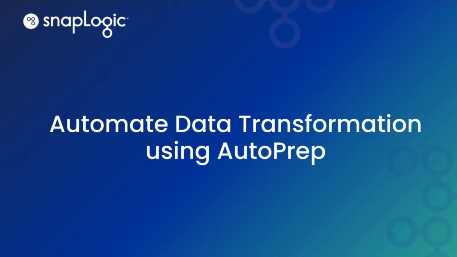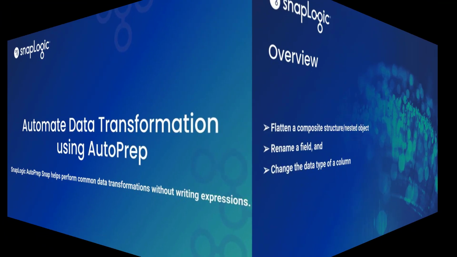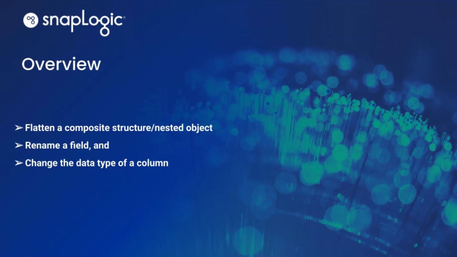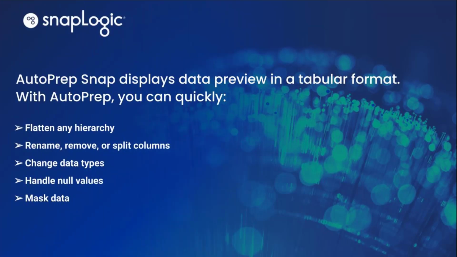Welcome to a short demonstration on automating data transformation using AutoPrep Snap. We will learn how SnapLogic AutoPrep Snap helps perform common data transformations without writing expressions. In this video, we will understand how to flatten a composite structure, rename a field, and change the data type of a column. AutoPrep Snap displays data preview in a tabular format.